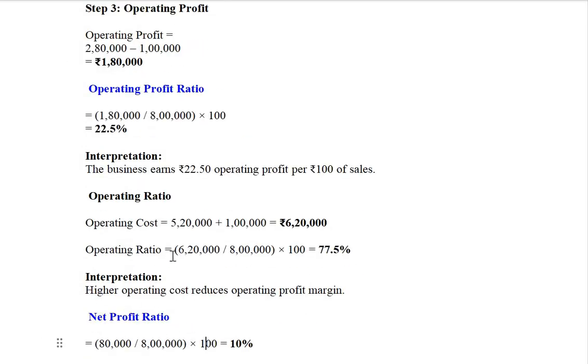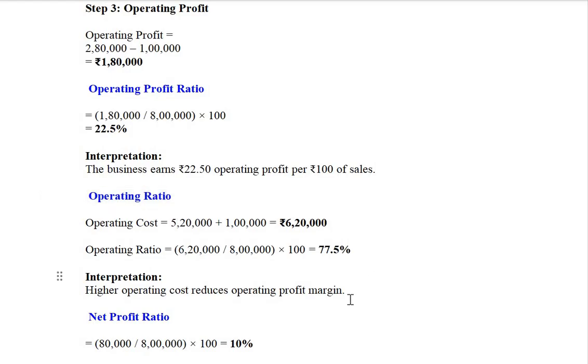The next one is the operating ratio. We can calculate it using the formula cost of goods sold plus operating expenses divided by net sales into 100, or operating cost divided by net sales into 100. Operating cost is cost of goods sold plus operating expenses. Cost of goods sold is 5,20,000 and operating expense is 1 lakh. Together we get 6,20,000, divided by net sales 8 lakh into 100, which is 77.5%. So out of 100, 77.5% is operating cost, and the balance is profit for the business.